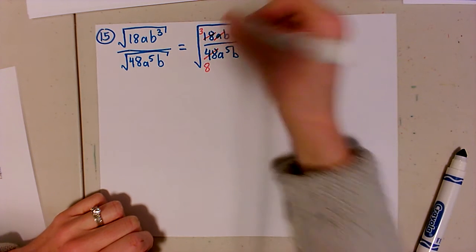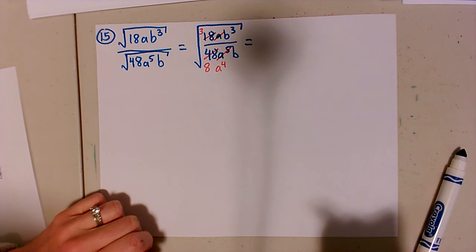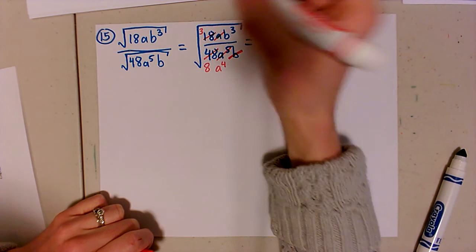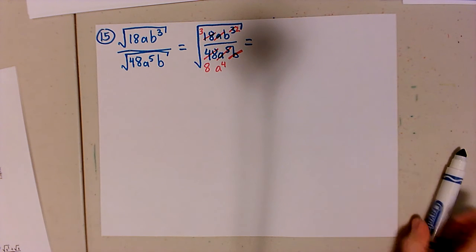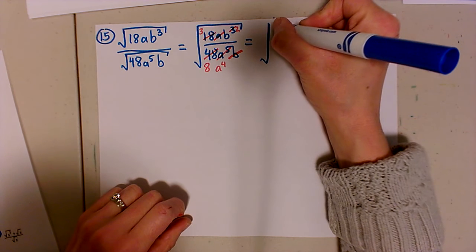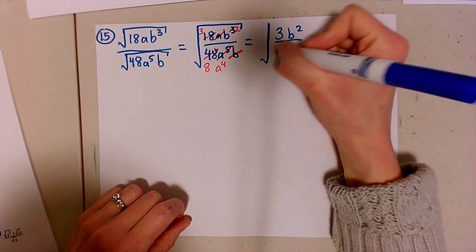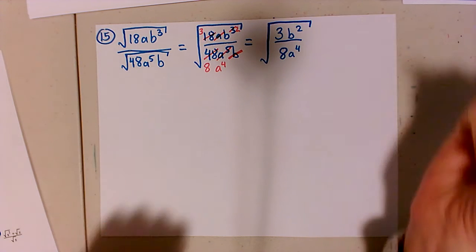Our a up top will disappear. The a to the 5th down below is going to turn into a to the 4th. If we cancel between our b's, our b down below disappears, and the b cubed up top is going to turn into b squared. So what we're going to have left is a 3b squared over an 8a to the 4th.